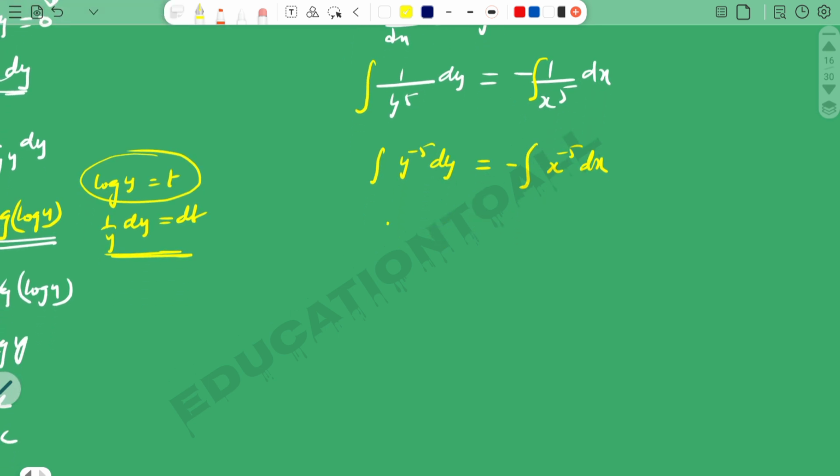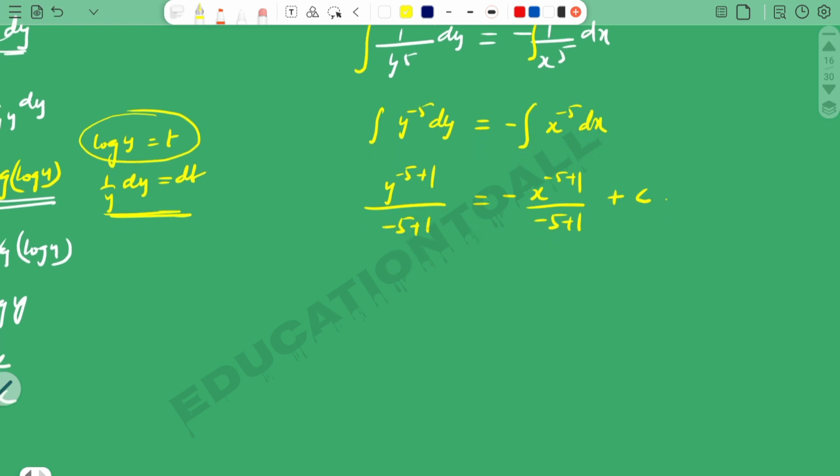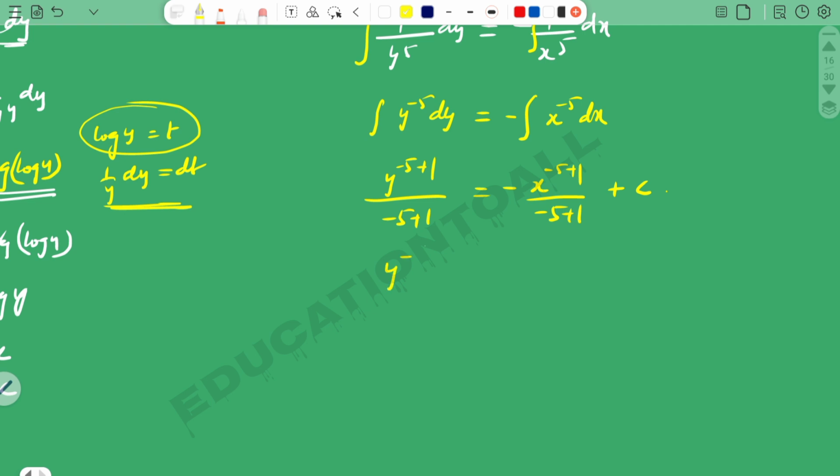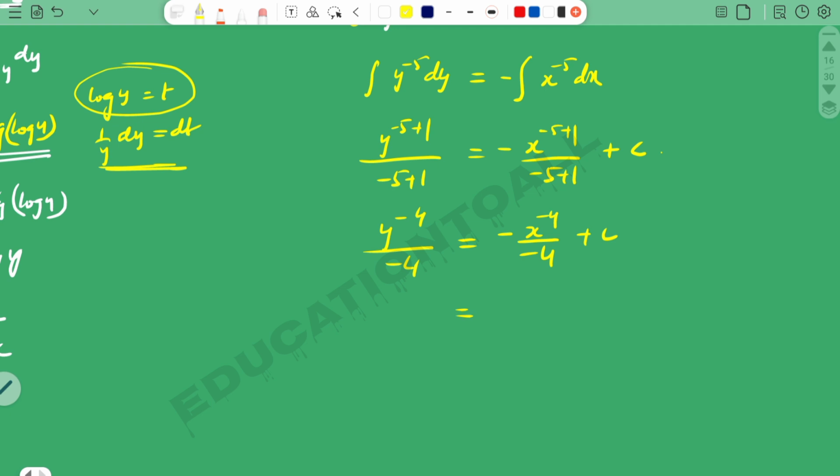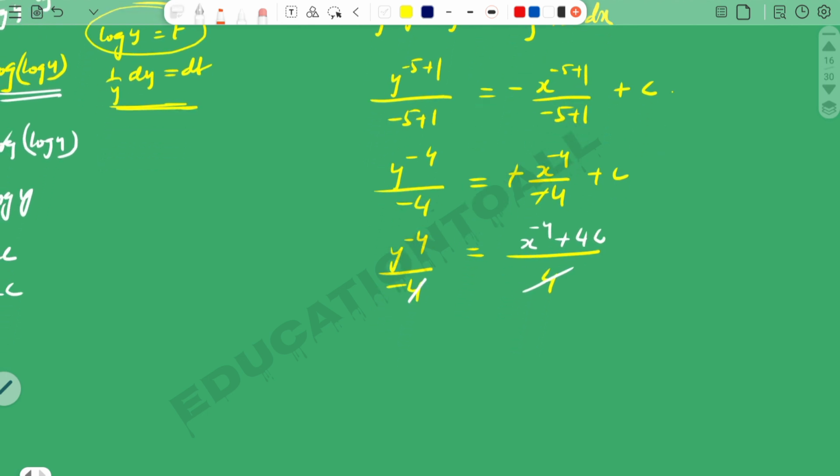So by applying the exponential formula, y power minus 5 plus 1 divided by minus 5 plus 1, which is equal to minus of x power minus 5 plus 1 divided by minus 5 plus 1, and constant c. So on the left hand side we will get minus y power minus 4 divided by minus 4. On the right hand side, minus of x power minus 4 divided by minus 4 plus c. So on the left hand side we got the same: y power minus 4 divided by minus 4. But on the right hand side take LCM as minus 4, and this minus cancels, so I can eliminate this negative in the denominator. So if I take the 4 common, then x power minus 4 and plus 4c. And this 4 cancels.